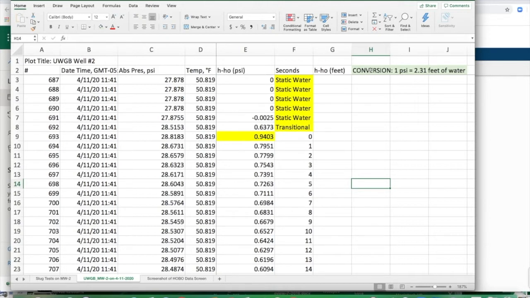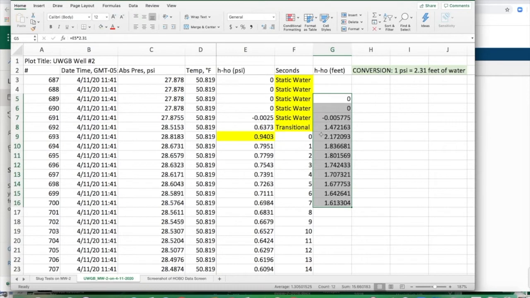Now the conversion factor I've put up here at the top: 1 PSI equals 2.31 feet of water. So if I have this value in PSI, then I can multiply that value by 2.31 to get the amount of feet that this really is. So let's start up here: equals this value times 2.31. And if we fill down, you'll see that the water level rose by about 2.17 feet.